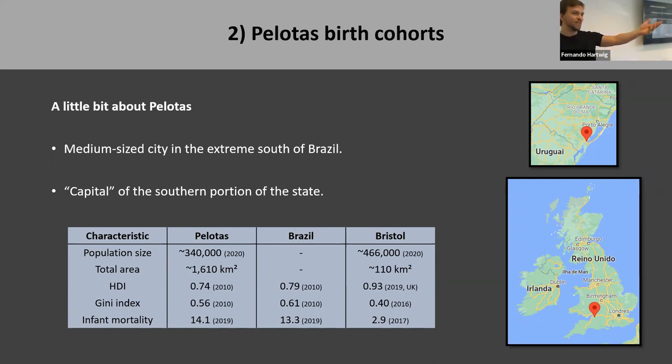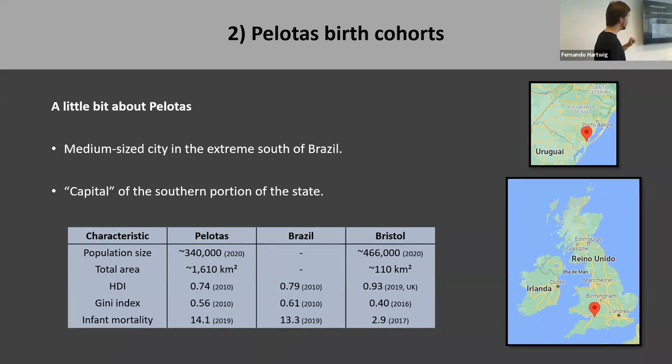But the population density is much lower, as we can see by comparing Pelotas with Bristol. Looking at some indicators now, the Human Development Index of the city was 0.74 in 2010, which is quite similar to Brazil in the same year, and much lower than Bristol, right? The Gini Index, which quantifies inequalities, is similar in Pelotas and in Brazil, and worse than Bristol. The higher the number, the more inequality you have. So we can say that you have more inequalities in Pelotas than in Bristol.